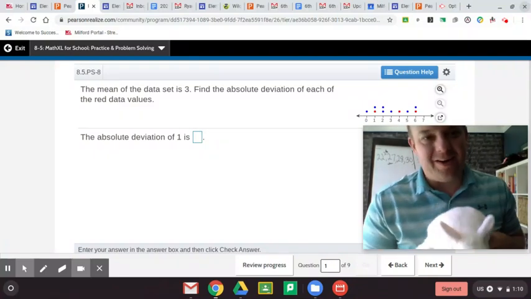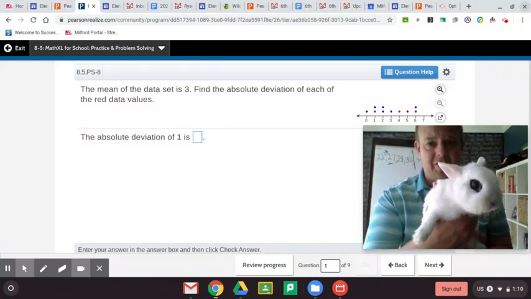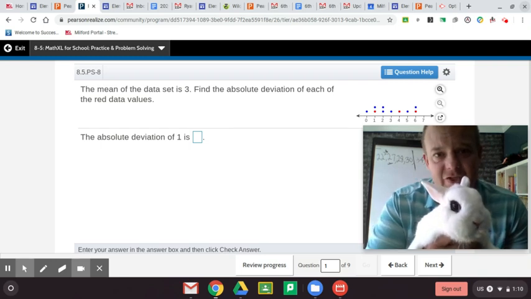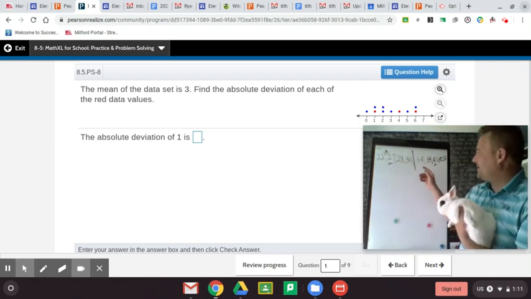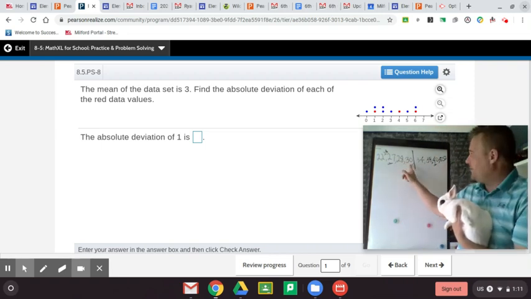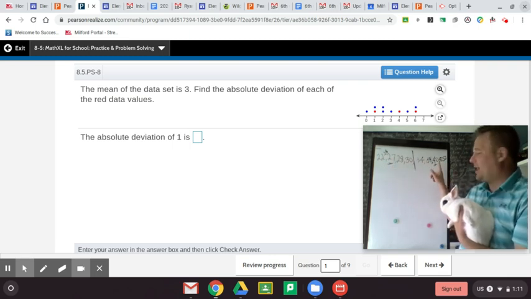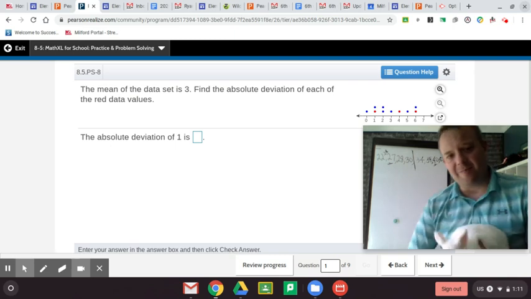Welcome guys. We're on 8-5 practice and problem solving over the mean absolute deviation and the interquartile range. For the interquartile range, you put your data set in order from least to greatest, and then find the median, and then you find the middle of the lower half, find the middle of the upper half, and then you subtract the middle of the upper half minus the middle of the lower half.